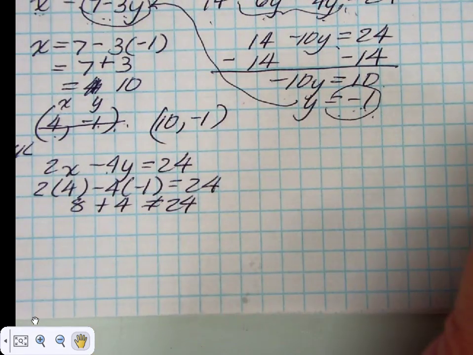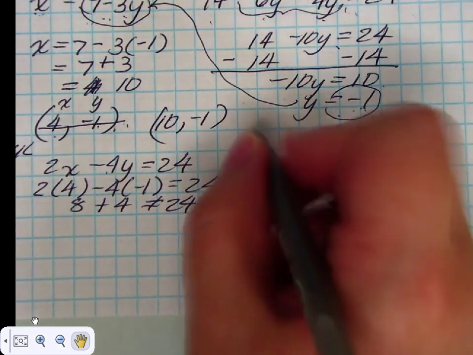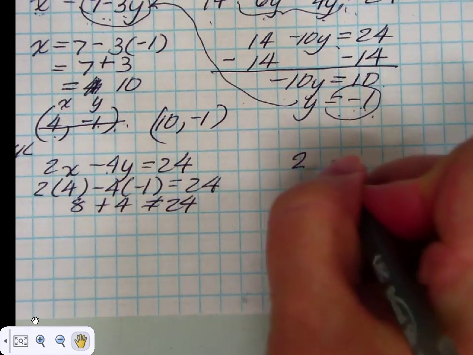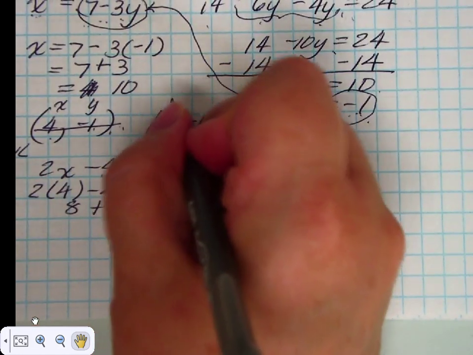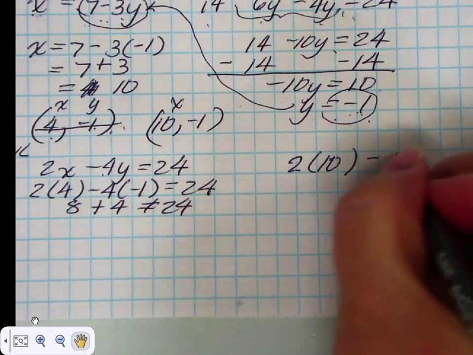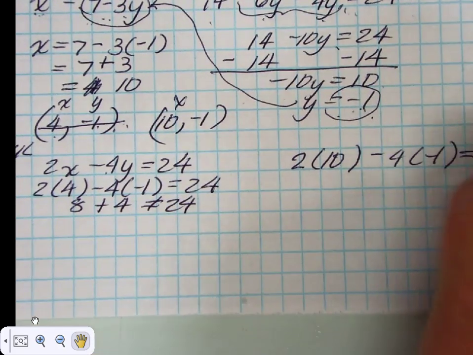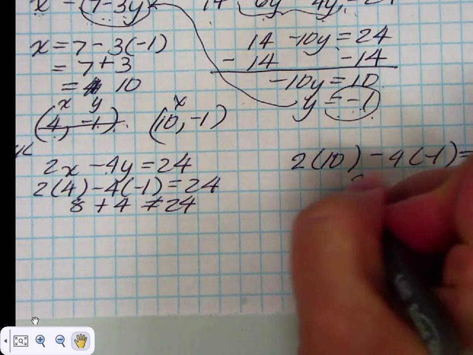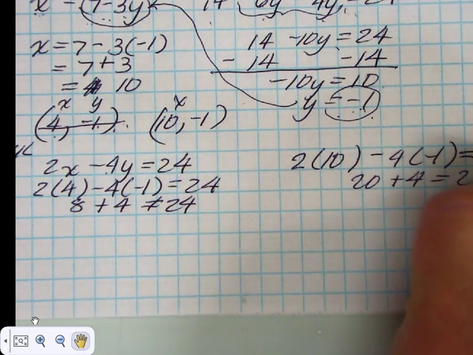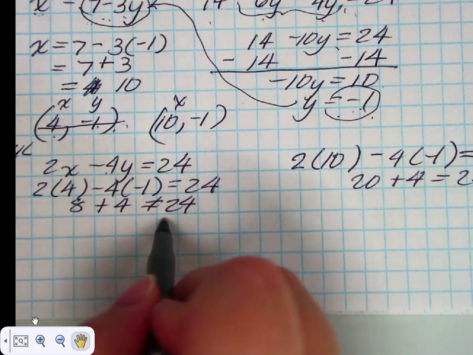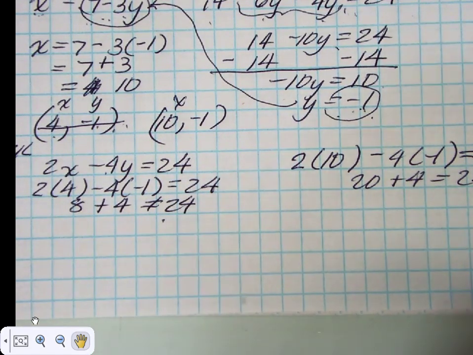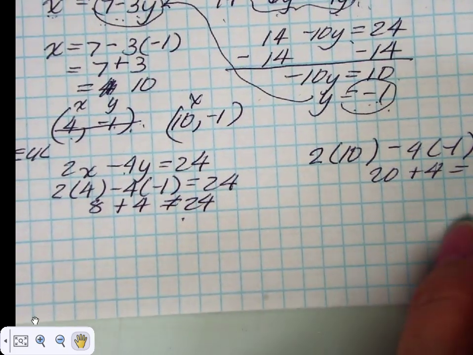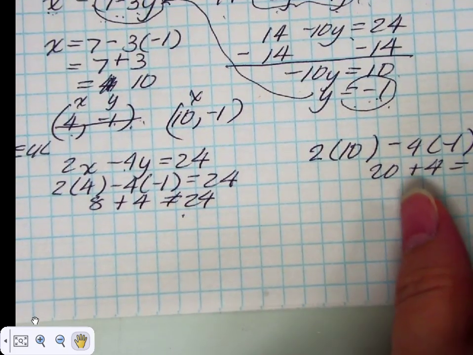And you can see why checking your answer is a good thing. So, if I say 2 times 10 for my x, minus 4 times negative 1, I've got 24. So 20 plus 4 is 24. And again, you can see why checking your answer is a good thing, because remember, in math, it's either right or wrong, okay? So, since we made a mistake, let's practice one more.